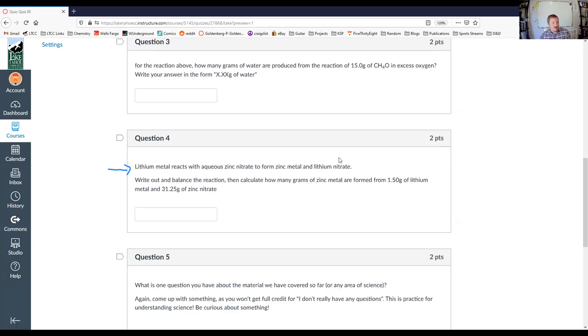And then getting the entire reaction and writing it out, again, is a little tricky, takes practice. But there are key words in there, like lithium metal. Anytime you're dealing with a metal, that means you're dealing with the neutral elemental state of something. So if it says lithium metal reacts with aqueous zinc nitrate, well, lithium metal is just going to be lithium as a solid, no charge.